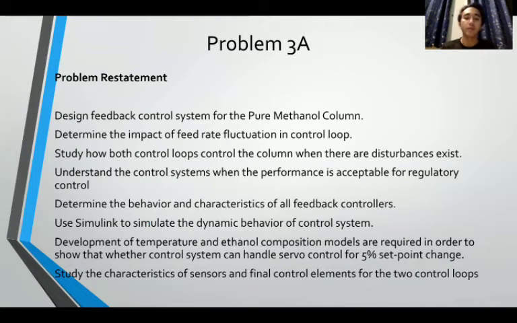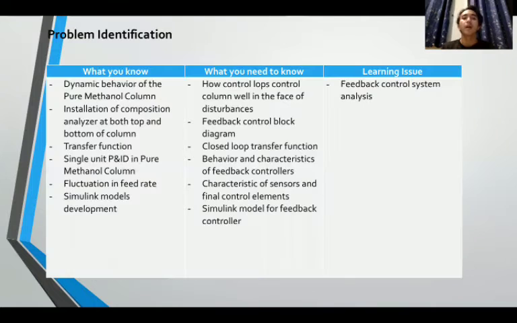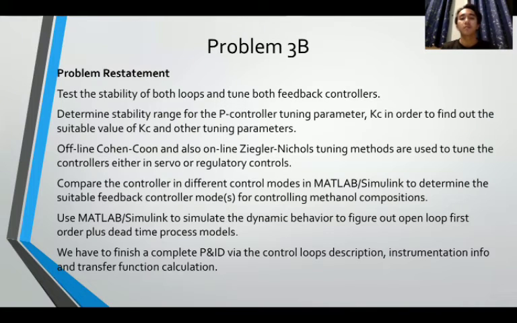So referring back to problem 3A, here are a few guidelines that were given to solve problem 3B. And the main problem identification of the learning issue was to understand the feedback control system analysis. So now referring to problem 3B, we were told to test the stability of both loops and tune both feedback controllers, determine the stability range for the P controller tuning parameter, and to compare the controller in different control modes in MATLAB or Simulink to determine the suitable feedback controller modes. And finally, we had to finish a complete PNID via the control loops description, instrumentation info, and transfer function calculation.